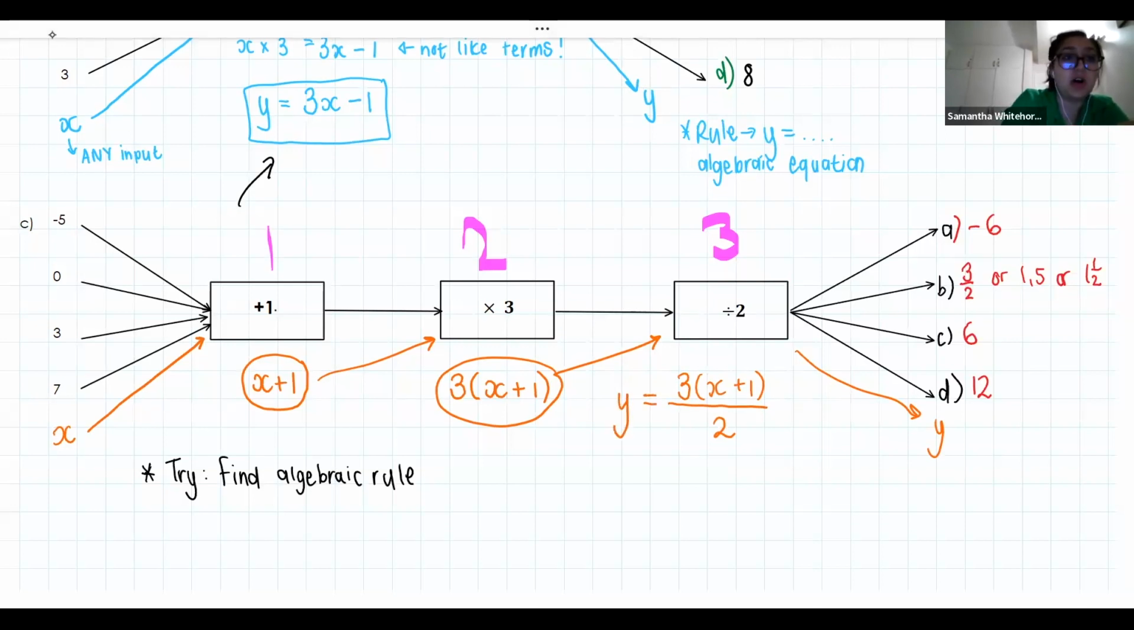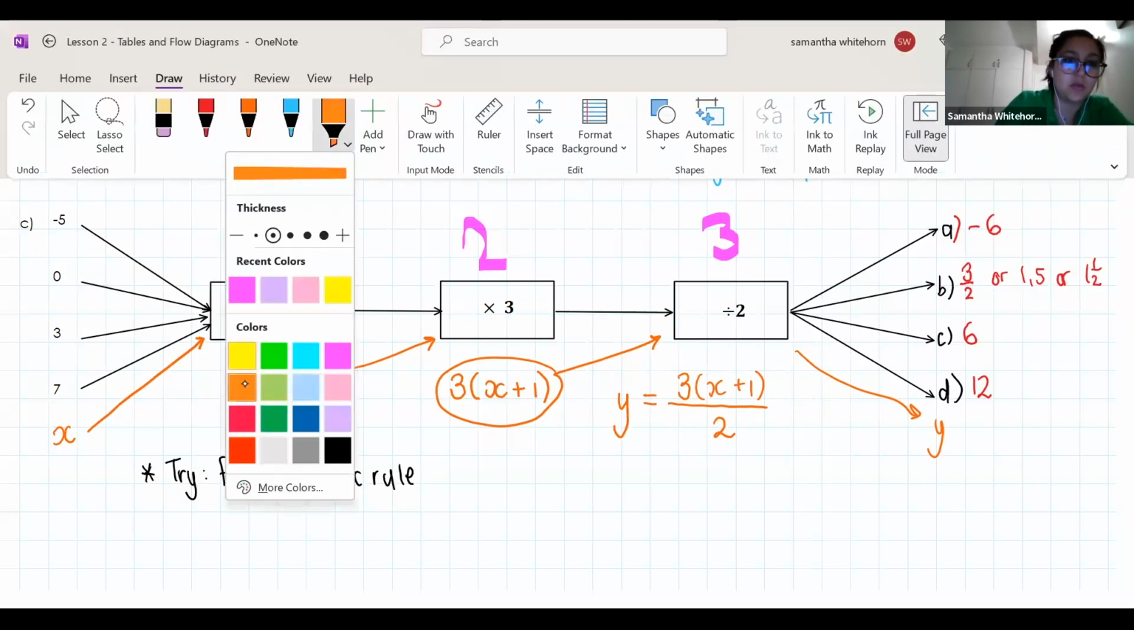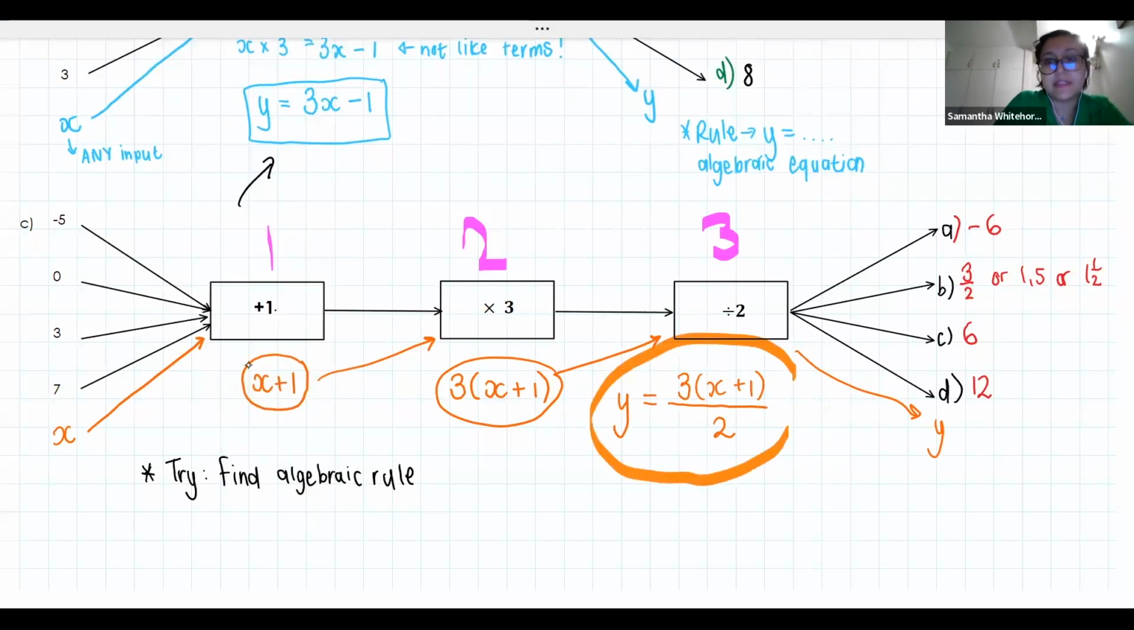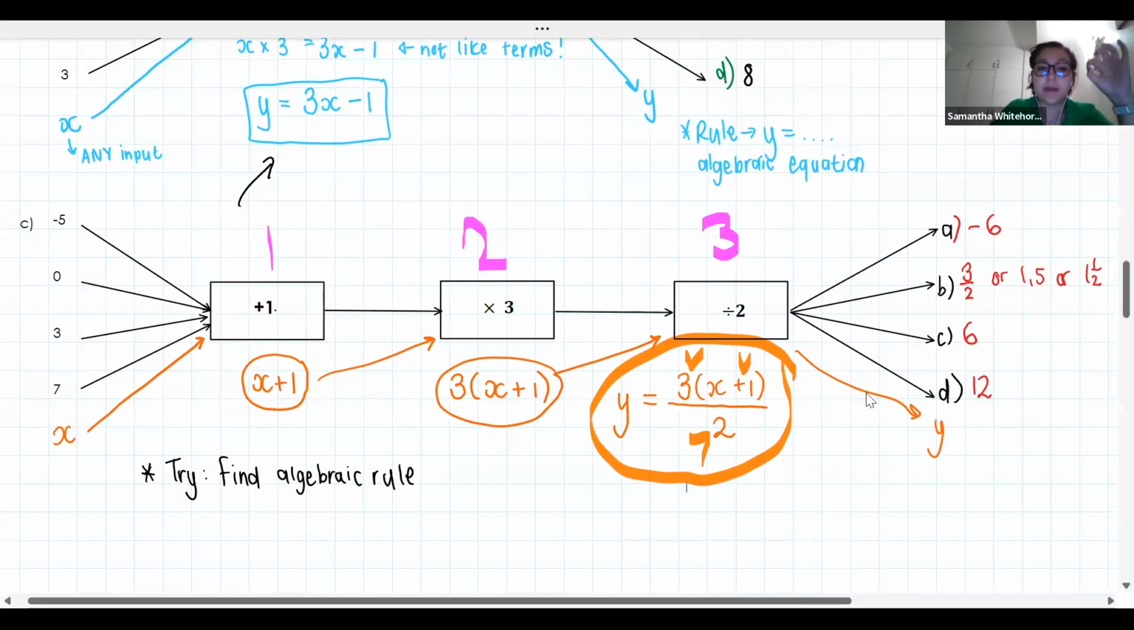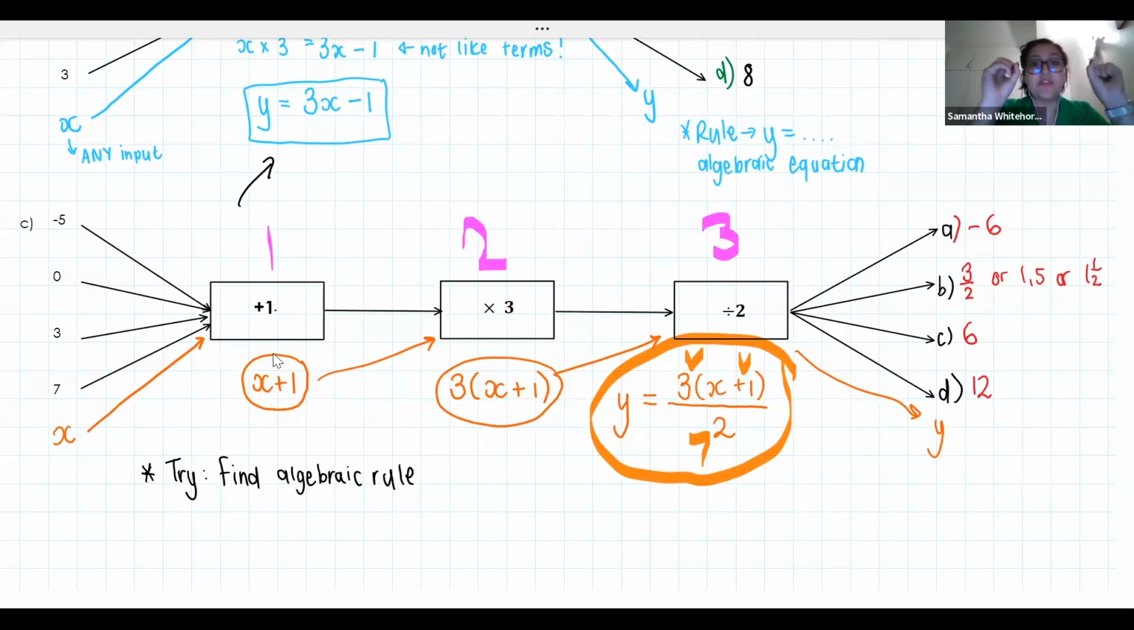So this rule is a hard rule. That's why I say try it, because I would never give you something like this right to start off with. But this is our algebraic rule. We first add 1, then we times by 3, and then we divide by 2. And so this goes back to the question of following BODMAS. We need to make sure that our rule puts things in the correct order of work: the plus 1 first, then the times 3, then the divide by 2. And that's why those brackets are so important.